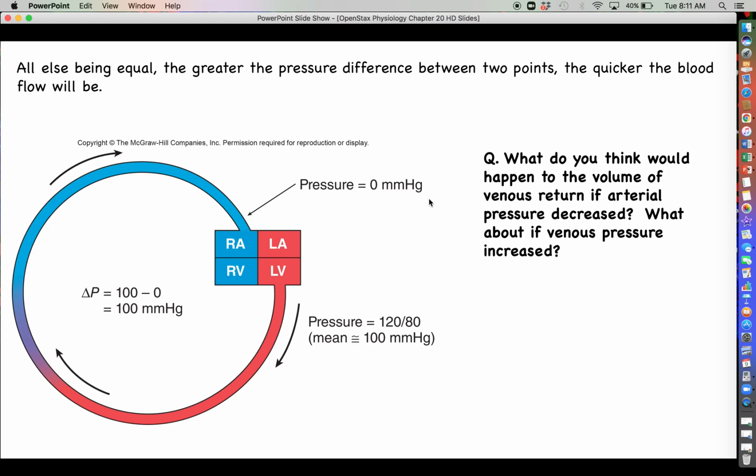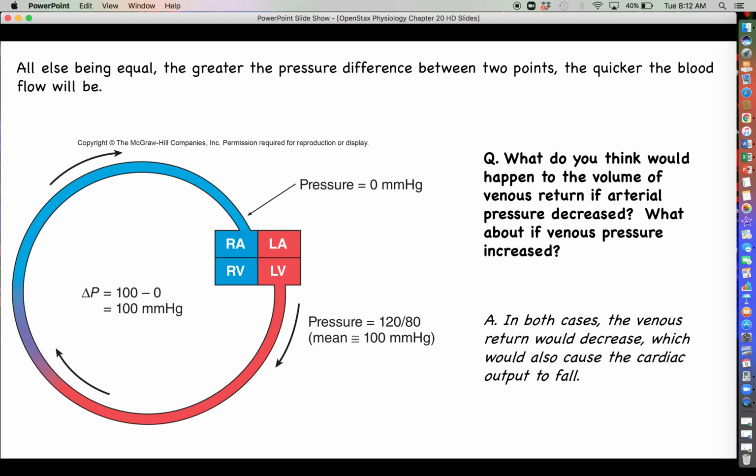And you might also be thinking about what would happen to the cardiac output. Remember, the cardiac output refers to the volume of blood being delivered to tissues every minute. So you can appreciate, hopefully here, based on your thinking about this, that any change to pressure at locations in the body can absolutely affect both the cardiac output and the venous return. So in both cases, the venous return would decrease, and that would also cause the cardiac output to fall as well. And that being the case, you're risking having poor perfusion of major tissues like the brain and the heart and skeletal muscles.